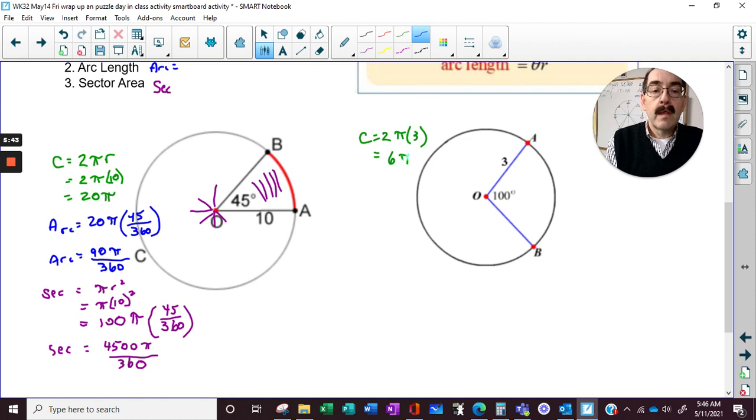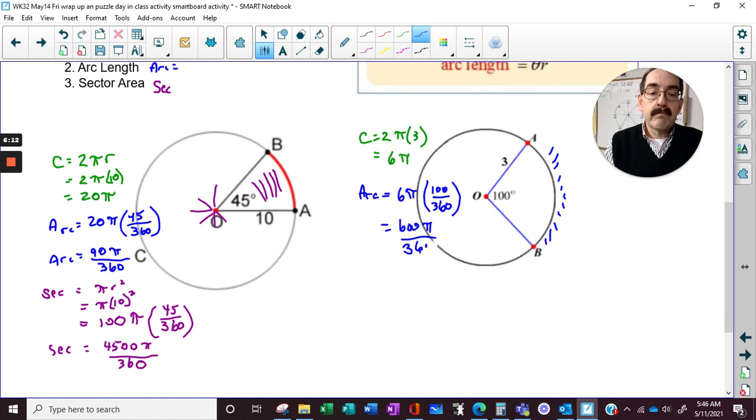Okay? And then our arc length, this piece is 100 of the total. So we have 6 pi is the whole thing. We just multiply by the percent of the whole. Okay? 360 degrees, but we only want 100 of it. Okay? Keep this simple, 600 pi over 360. And then our sector area.